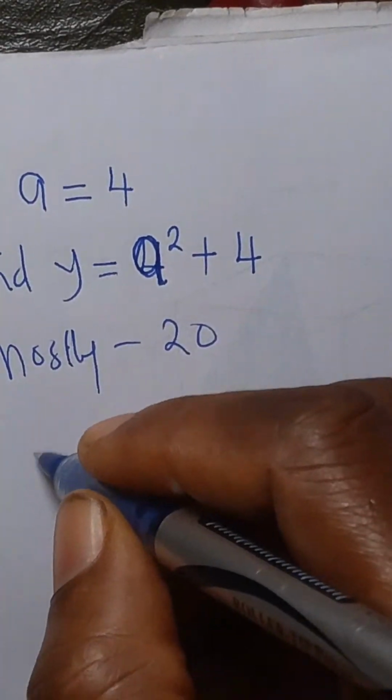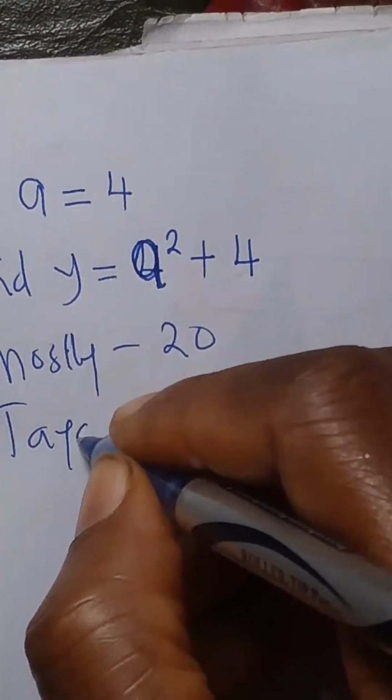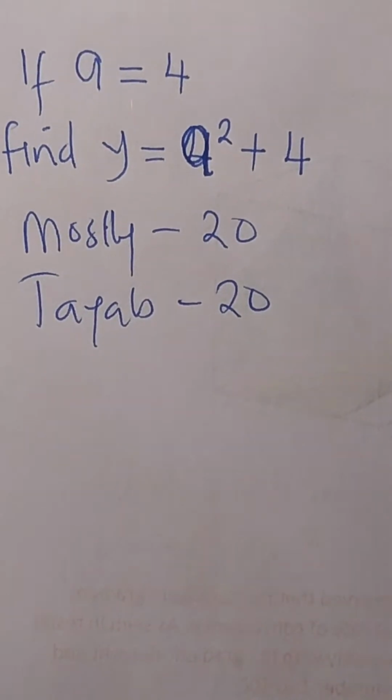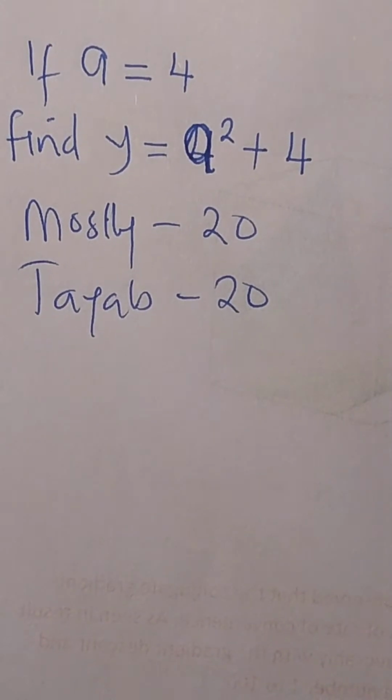Okay, so to the question we are solving, mostly you say 20, and Tayab says 20. All right, so please, more answers. We have 2 answers remaining, 7. Please, more answers.